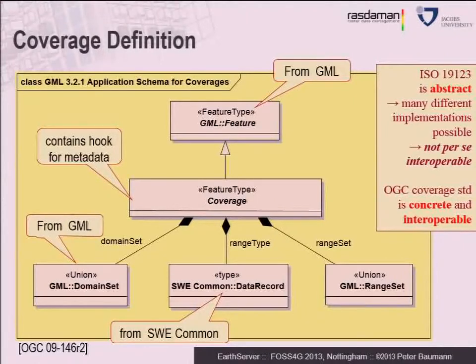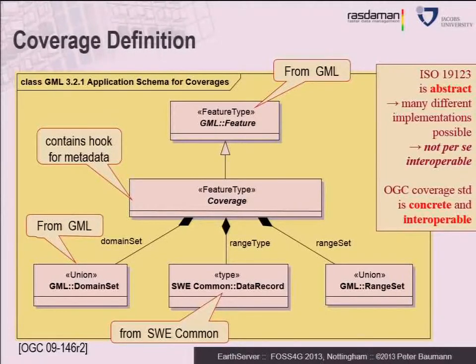Well, I said it can be structured data, so you have to find a way to deliver information about the structure of the data itself. We have the range type element for that. It comes from SWE Common and tells you how each pixel, how each value, let's say, is structured. So if it's a multispectral image, you get information about each band value and semantics of the value itself. This is the data part.